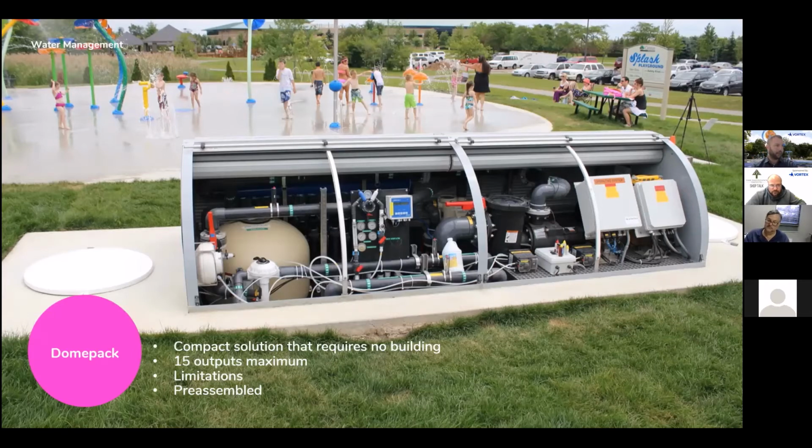We can see anchoring the dome pack here. When I say dome pack, I'm talking about the aluminum mini garage, I like to call it. So anchoring the dome pack, we have our underground chemical reservoirs. These are 50 gallons a piece for muriatic acid and chlorine.